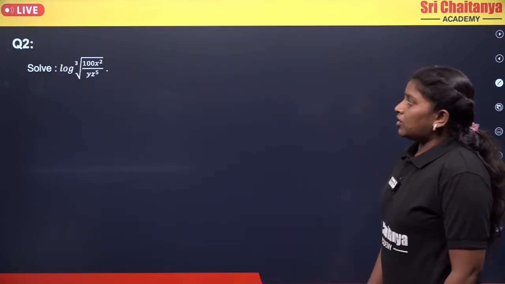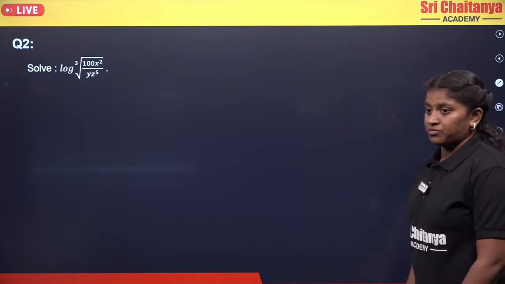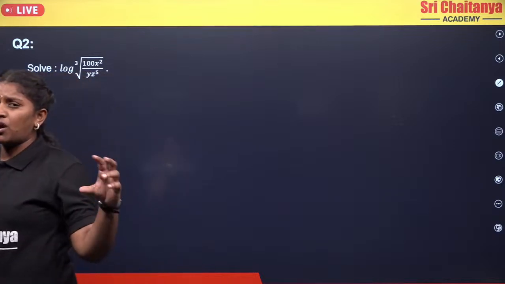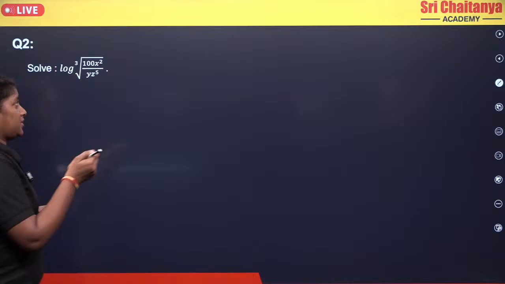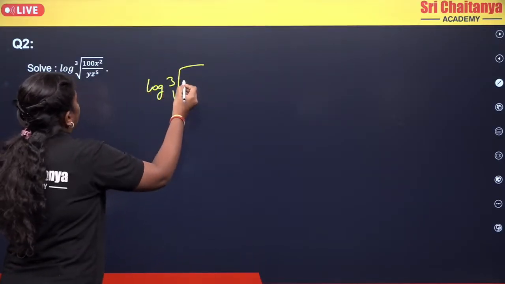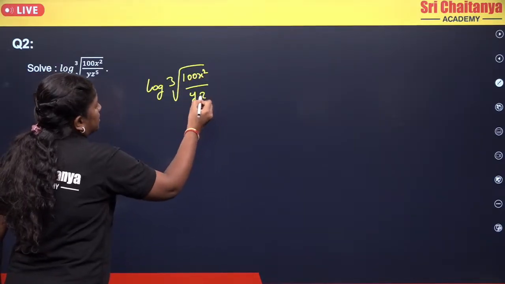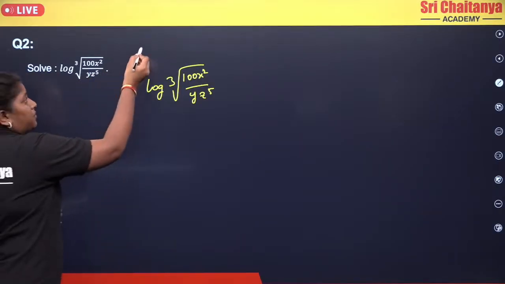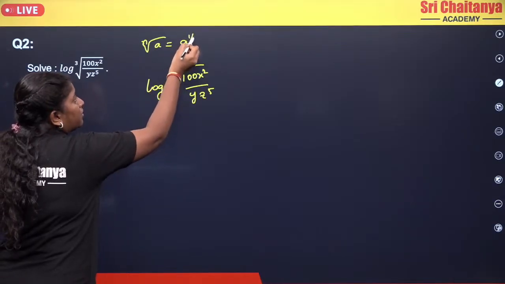Now moving to the next, solve log of the cube root of (100x square by yz to the power 5). Such a big question, right? So inside the cube root we are having this expression. How can we write the cube root? Cube root can be written as follows. In our previous class we discussed the nth root of a. The nth root of a can be written as a to the power 1 by n.